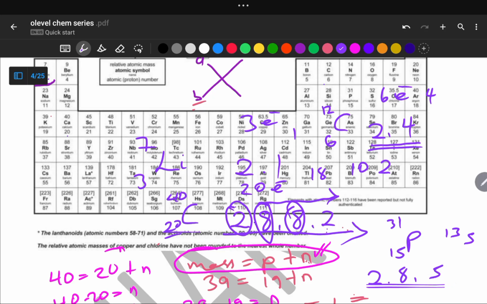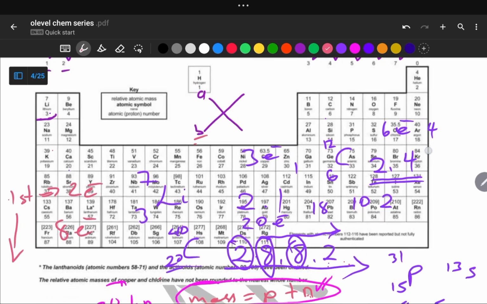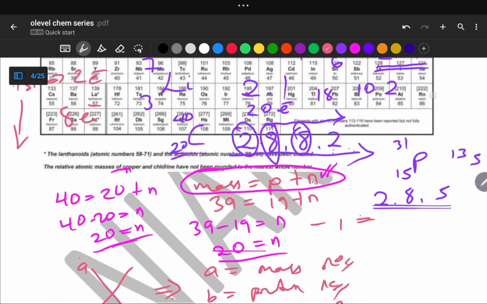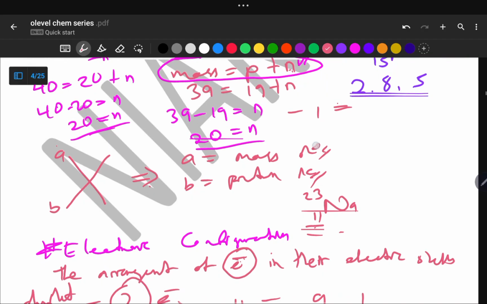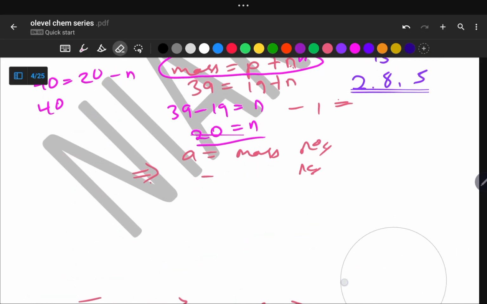So what you need to take note of is the first shell, 2 electrons, and then all the other shells need 8 electrons. So I think it's now clearer for you how to write the electronic configuration. So we have what you call the diagrammatical presentation of electronic configurations.